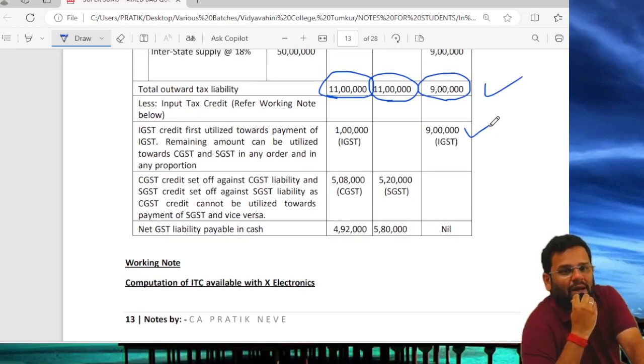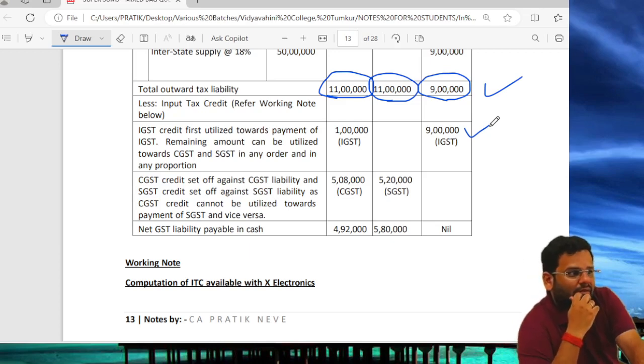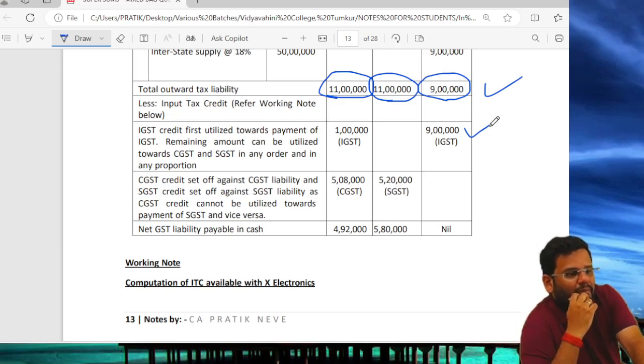Next line, therefore, balance GST payable. Immediately tell me what is balance GST payable. 11 lakhs, 11 lakhs and nil. Done till this point. Next line, less balance ITC of IGST.